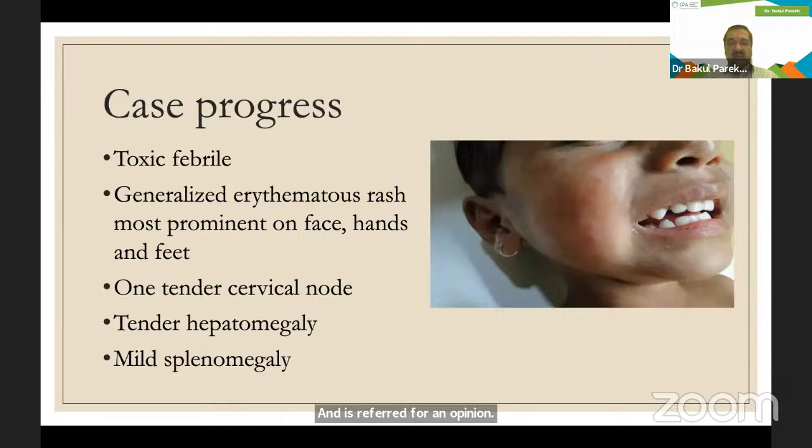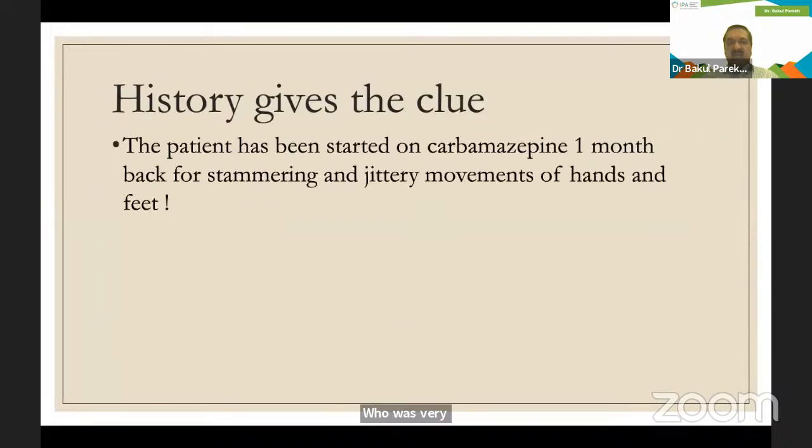The child was toxic and febrile. There was a generalized erythematous rash, most prominent on face, hands and feet. One tender cervical node, and there was tender hepatomegaly and mild splenomegaly. So we always think of a toxic febrile child as bacterial infection, and with such a type of rash, again maybe rickettsia. But our RMO, who was very smart, took a detailed history in the night, and he got the history that the patient had been started on carbamazepine 1 month back, with hammering and jittery movements of hands and feet. So before we did many investigations, this history came up, and then our diagnosis was almost certain.